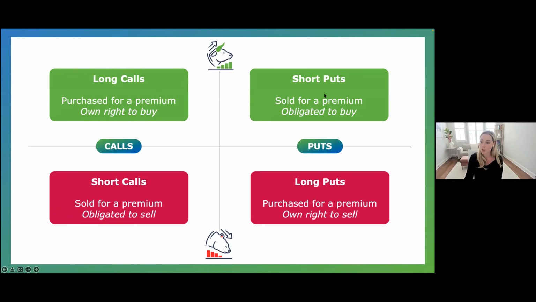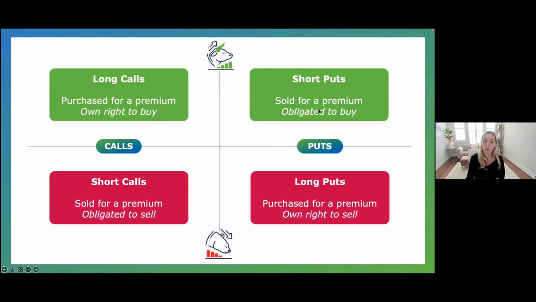Long calls and short puts are at the top. So this top quadrant is anything that is bullish, and short calls and long puts are at the bottom. So the bottom is anything that's bearish. Long calls and long puts, the calls are on the left, and then the puts are on the right. And you can see what's in common is the mirror image that everything has. So for a long call, it contains the right to buy. You own a long call. You're the buyer in that situation.